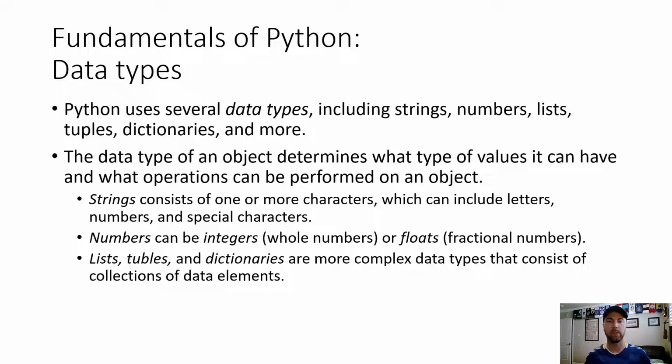Lists, tuples, and dictionaries are more complex data types that consist of collections of data elements, and we won't really get into those. We will get into arrays later on, but we will not get into tuples and dictionaries.